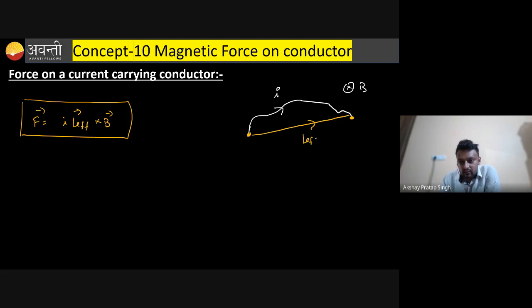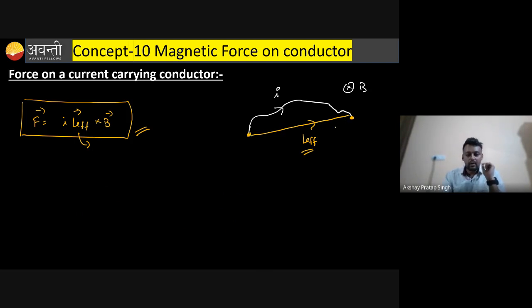This is L effective. What is L effective? I am repeating my words again. The line joining the initial point of the wire, from where the current has started, to the last point of the wire is known as L effective. Clear this point. Whenever you see some irregular shaped wire, which formula should you follow? It is not always I L cross B, it is I L effective cross B. I have explained this in the slide.